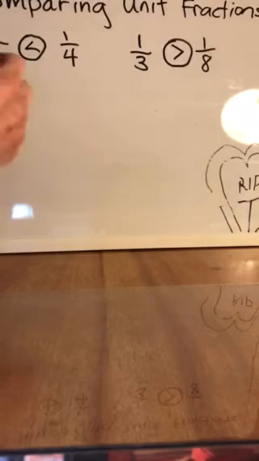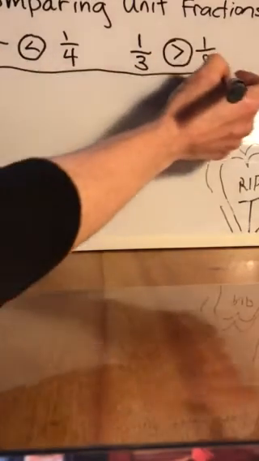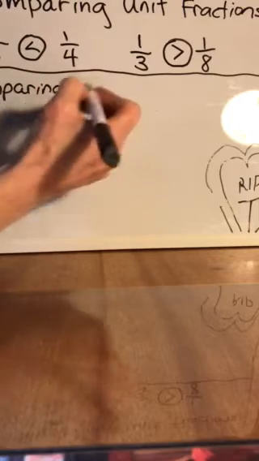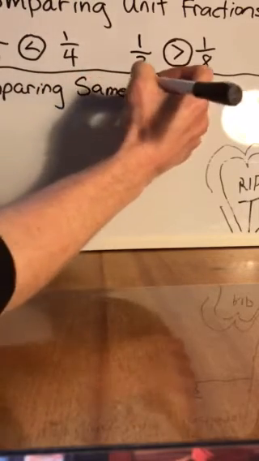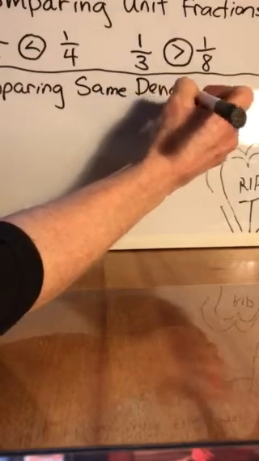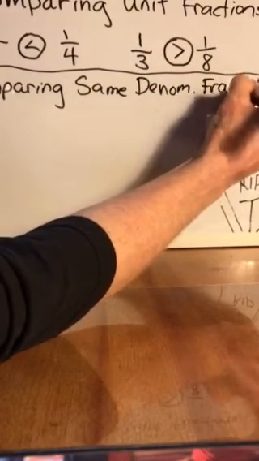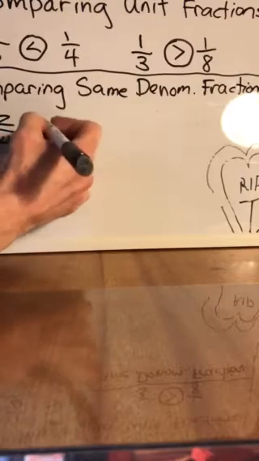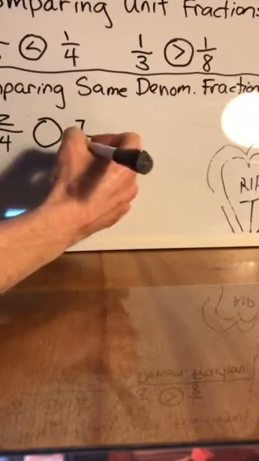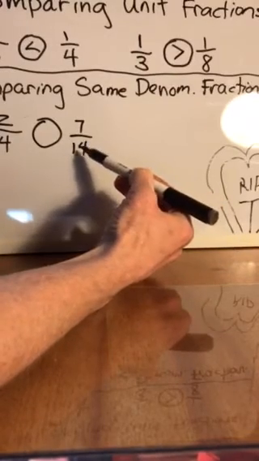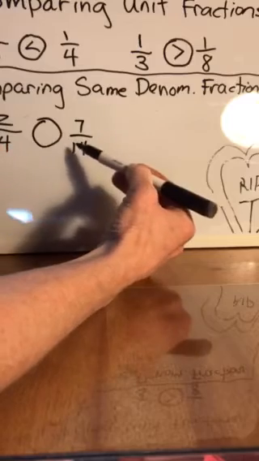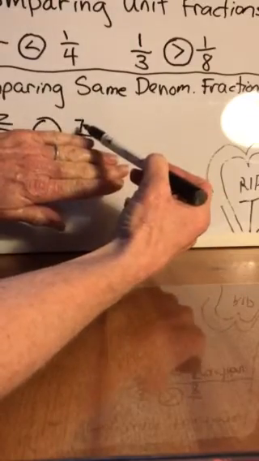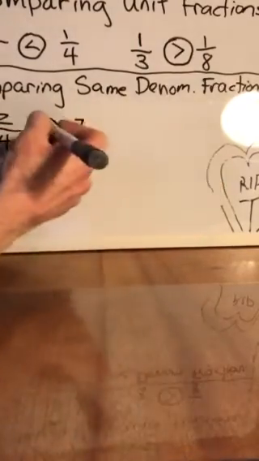Okay, so today we're also going to talk about comparing fractions that have the same denominator. Not unit fractions, but same denominator fractions. We're just going to call that the denom. All right, so if you have two fractions and they both have, say, 14 as the denominator, 2/14, 7/14. So same denominator, just compare the numerator. Here, 2 compared to 7, 2 is less than 7.